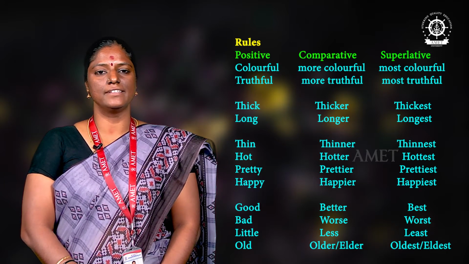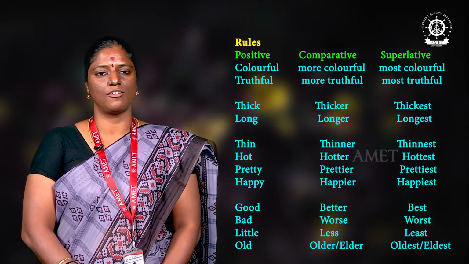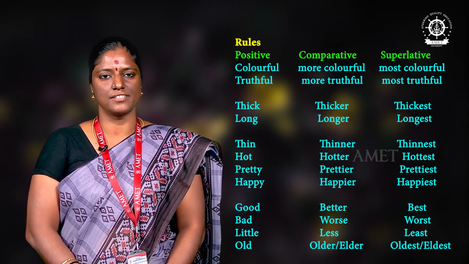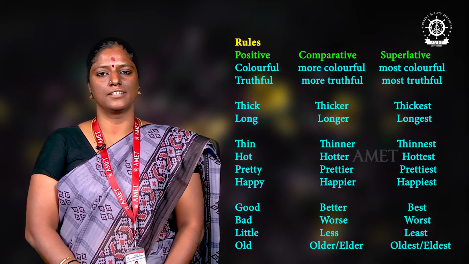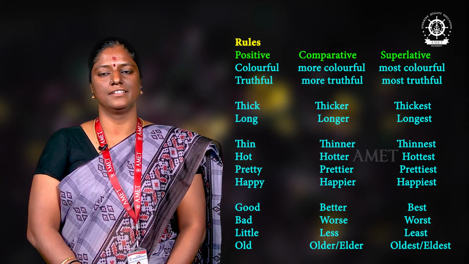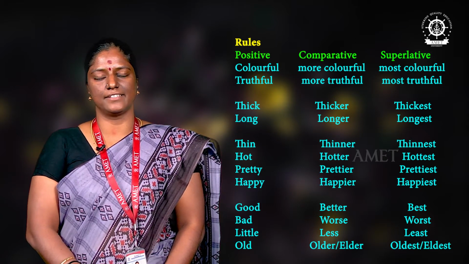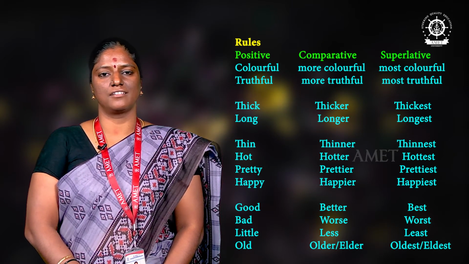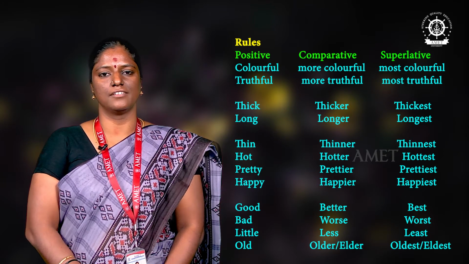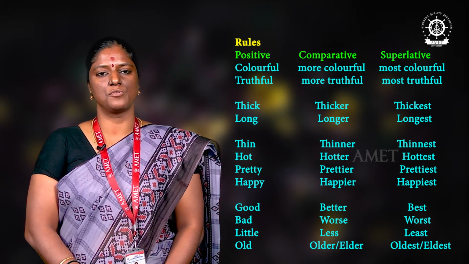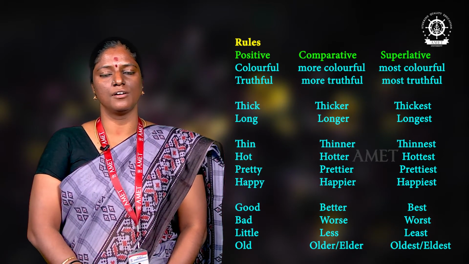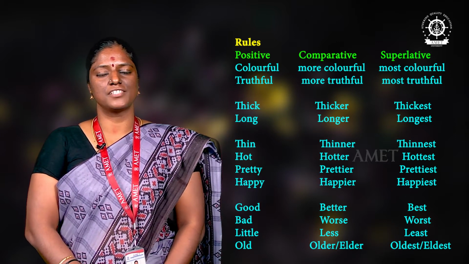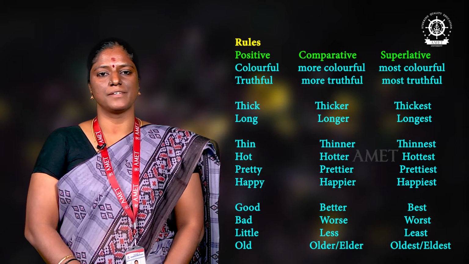Thin, doubling the consonant, doubling the last consonant letter. When the last letter is a consonant, then we have to double, rewrite the letter. Thin, thinner, thinnest. Take another word, hot. Hot, consonant T sound. So hotter, H-O-T-T-E-R for comparative, hottest for superlative degree. Next, move on to the 4th rule, pretty.